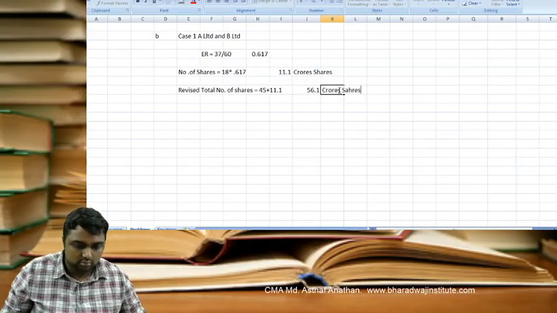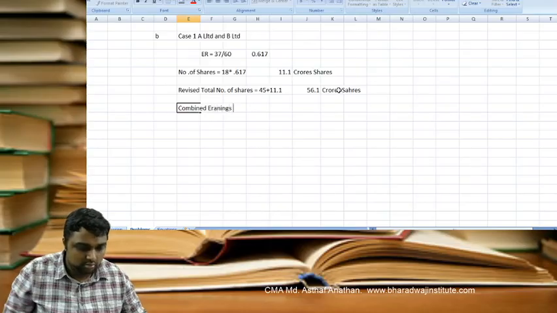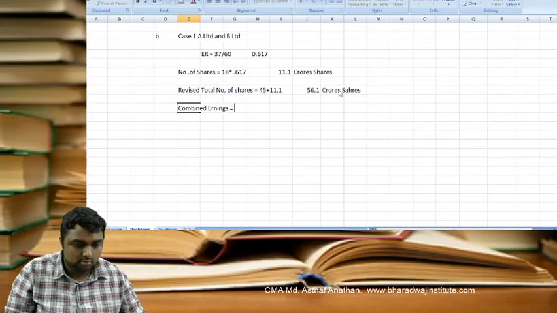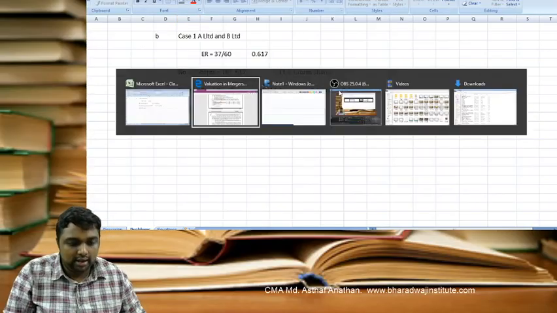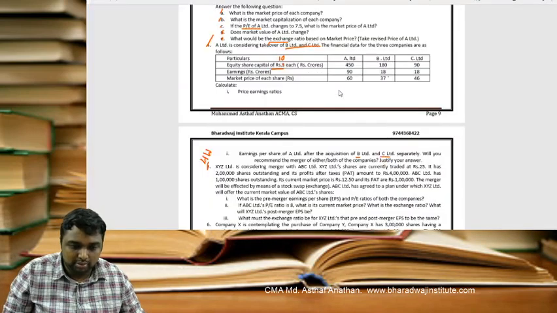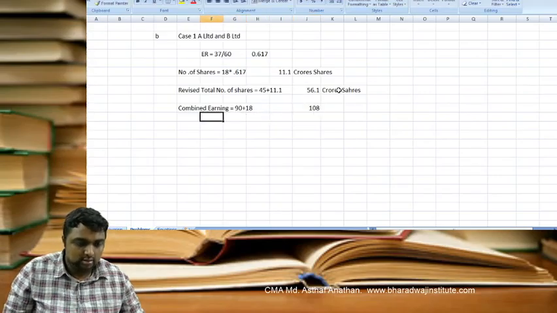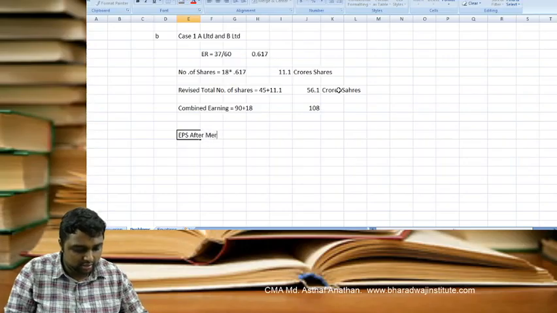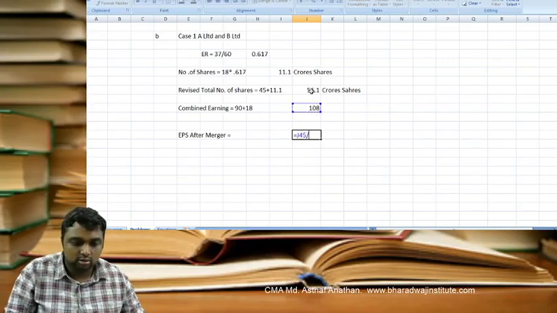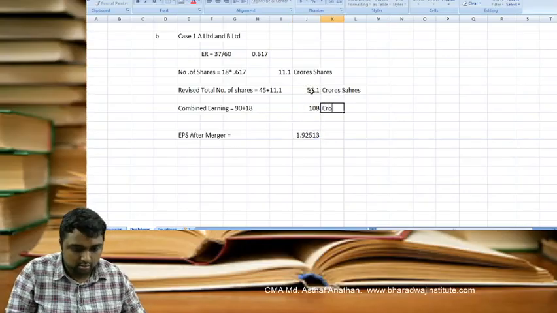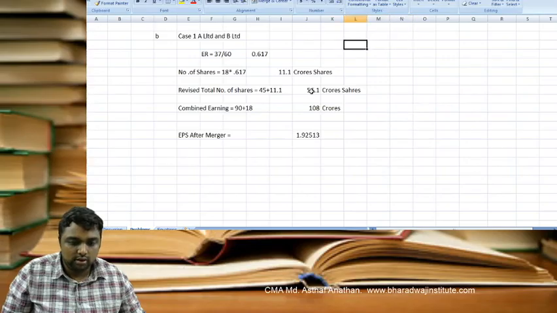See how interesting. Now, what do we have to do further? What is the combined earnings? Combined earnings equal to 90 crore plus 18 crore. So what will be the EPS after merger? Your combined earnings is 108 crore, here it is 56.1 crore. So 1.921.